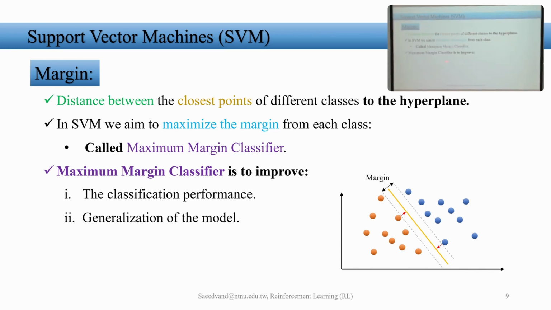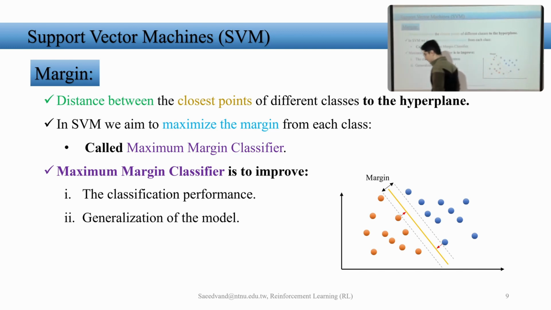So the maximum margin classifier has two objectives. One is the classification performance, to improve the classification performance. Second is generalization of the model that we have, so that if new sample data comes, it can still work perfectly fine. That is the definition of generalization.